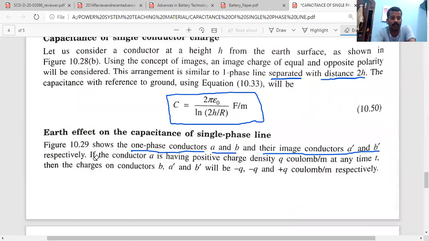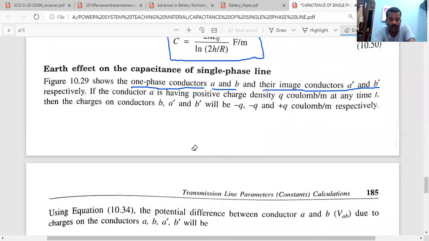If this is a single charge, now if there is a conductor, there is a phase, which means there will be two conductors, one phase conductor and another is the return, and the image conductors can be considered A dash and B dash, right? And the charges on those conductors will be minus Q and plus Q. Minus Q at B because it's returning, A dash will be the opposite charge of A, and it's minus Q, and B dash will be the opposite of the minus, and B will be plus Q.